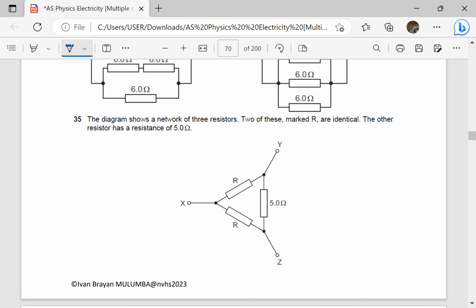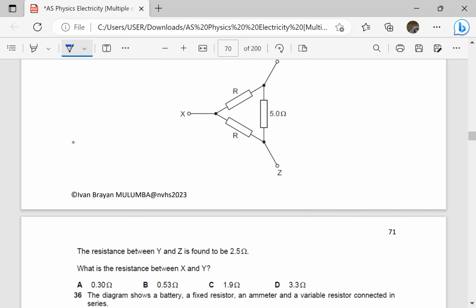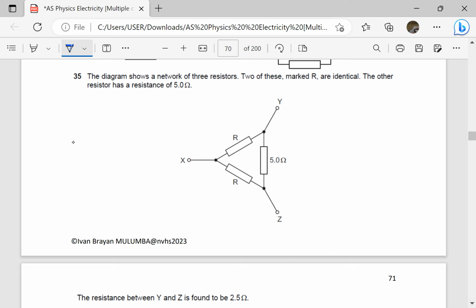The diagram shows a network of 3 resistors. Two of these marked R are identical. The other resistor has a resistance of 5 ohms. Okay. So the resistance between Y and Z is found to be 2.5 ohms. Resistance between Y and Z. That means this side is open. When this side is open, the resistance between Y and Z is found to be 2.5.